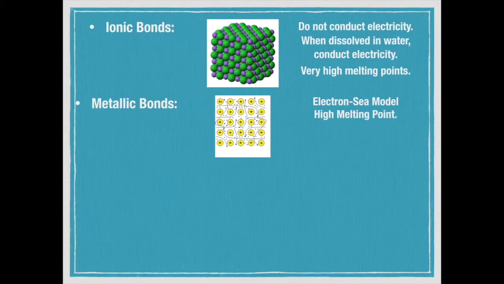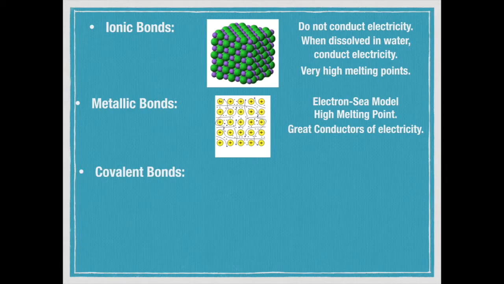Now let's look at some of the characteristics of metallic bonds. The first is that they have a high melting point, not as high as ionic bonds, but still a high melting point. It takes a good amount of heat to melt a solid. And they are great conductors of electricity when they're solids. And so that's how they're different from ionic bonds as well, because they're great at conducting electricity even when they are solids.